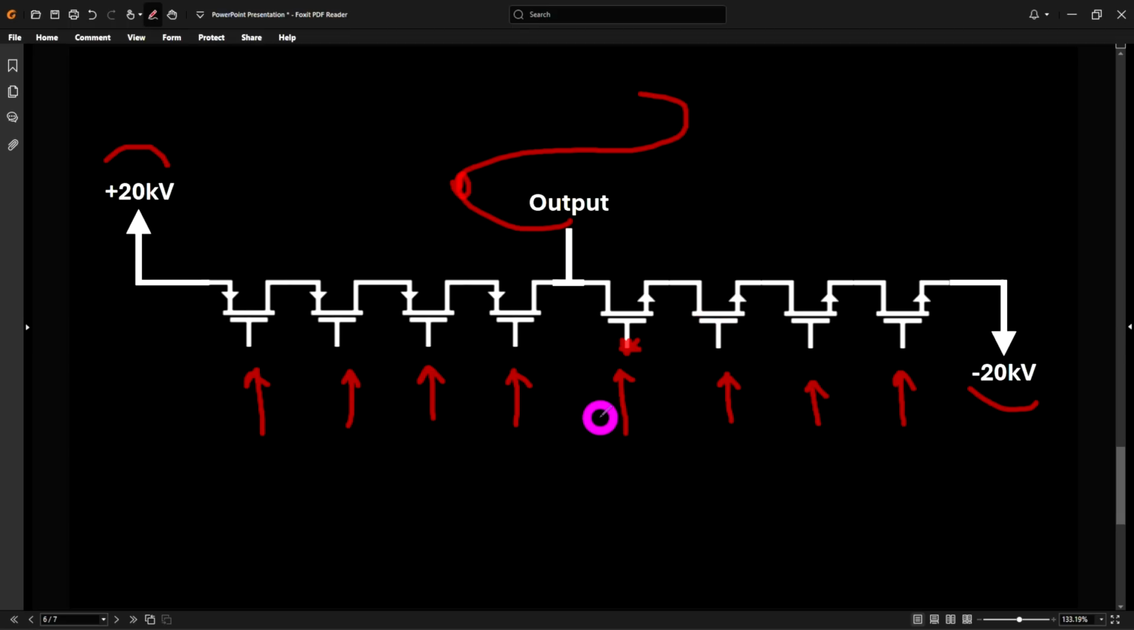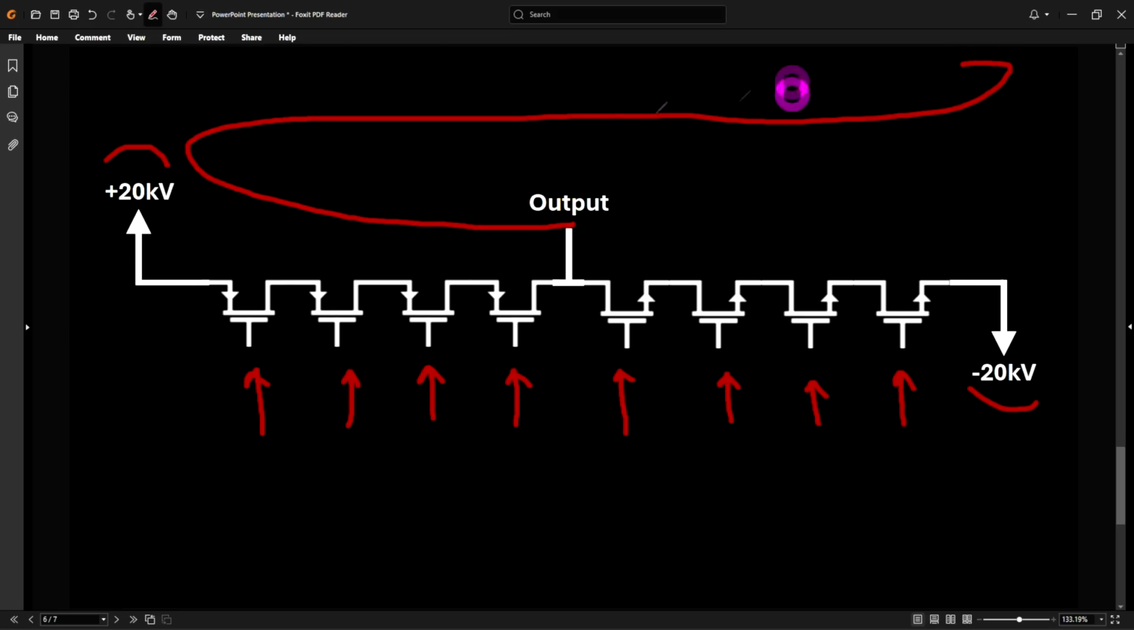There are a few other things you need to worry about, because the worst case scenario is not when the output is sitting at 0 volts. The worst case scenario is when the output has reached one of the power supplies, because this swing is going to be large. It's going to go all the way down and all the way up. So at this point, the output is sitting at 20,000 volts, and at this point it's sitting at minus 20,000 volts. When the output is sitting at 20,000 volts here, all these transistors basically have no voltage across them. They're all in deep triode.